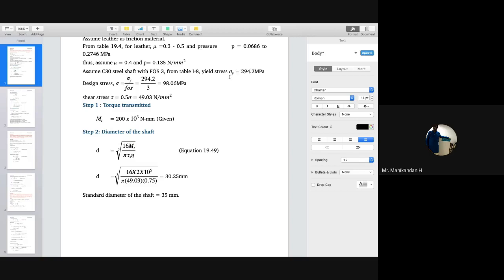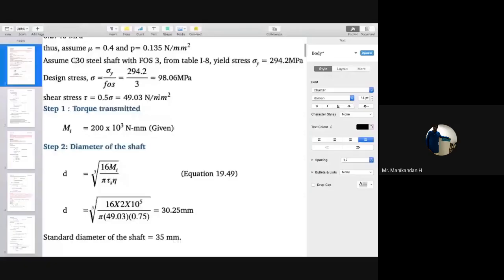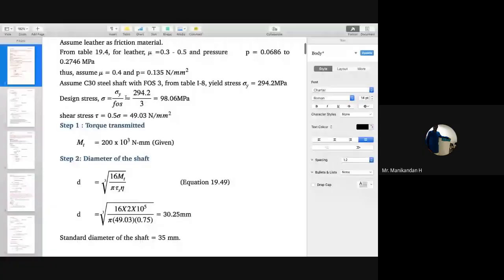So design stress will be sigma y by FOS, factor of safety, which is 98.06 megapascal. For shaft torque transmission we need the shear stress value, and shear stress is always 0.5 times the design stress, as you all know. So shear stress is 0.5 into 98.06, which is 49.03 Newton per mm square. These are the preliminary investigations you have to do before going to step number 1.